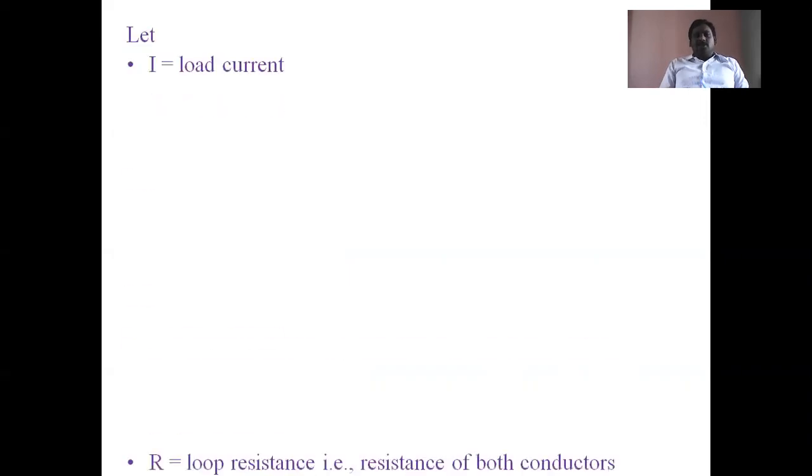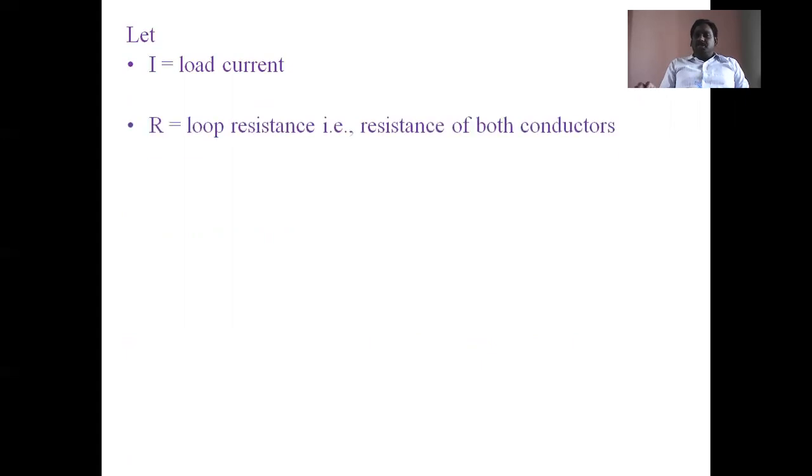See here, some important terms first we will define. Those are: I is the load current, R is the loop resistance. Loop resistance means resistance of both conductors. Here it is a single phase short transmission line, that's why one phase, one neutral is there, so totally two conductors are there. Loop resistance means resistance of those two conductors.